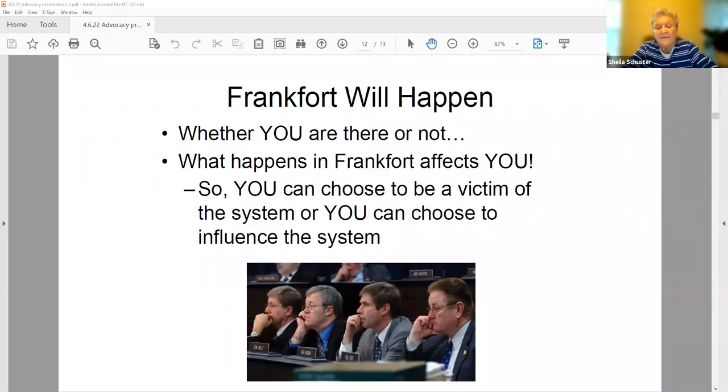What happens in Frankfurt affects you, and it's not necessarily all bad. So being victimized by it is not necessarily always a bad thing. But if you're not willing to speak up and to try to influence that system, then all you can do is to be a passive recipient. And I think we want to do more than that. We need more than that for our constituents, for those who have not yet found their voice, and for our communities.